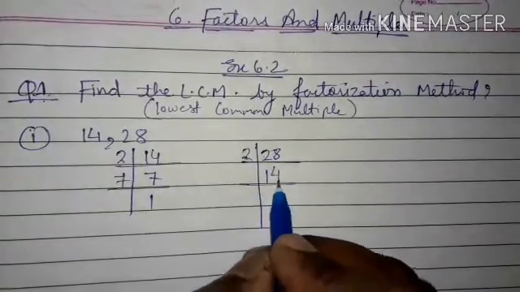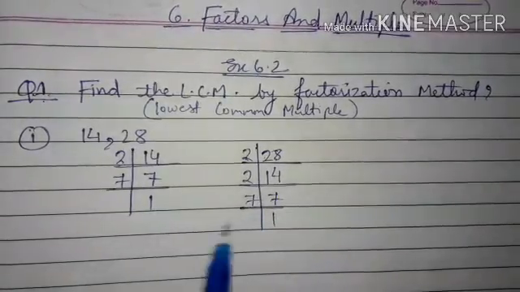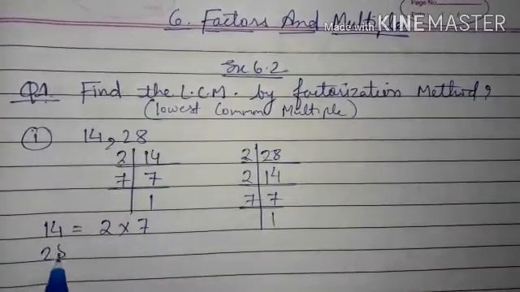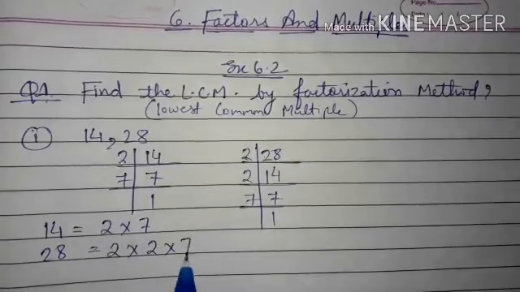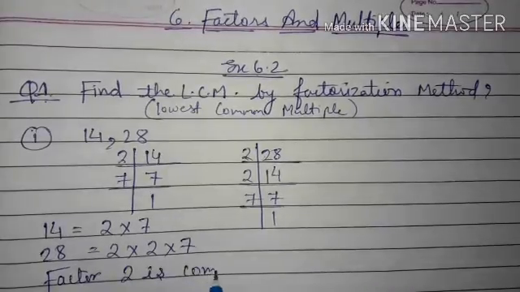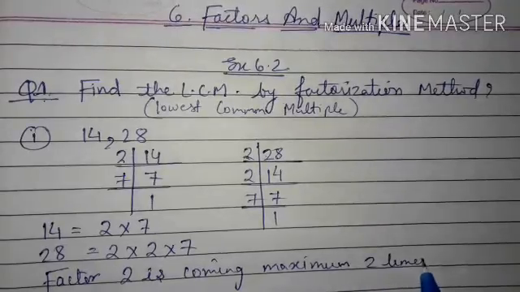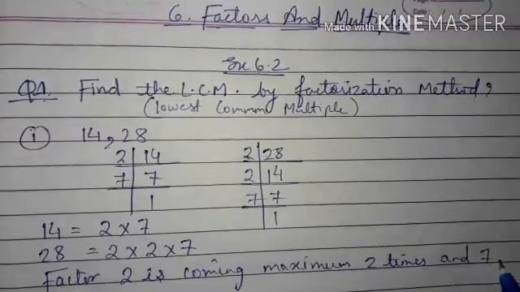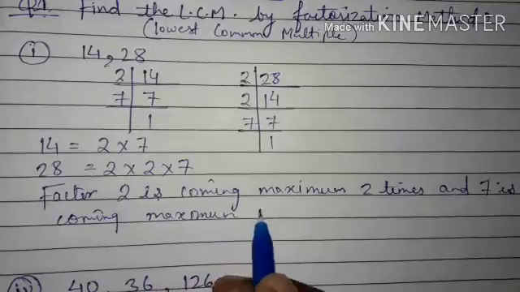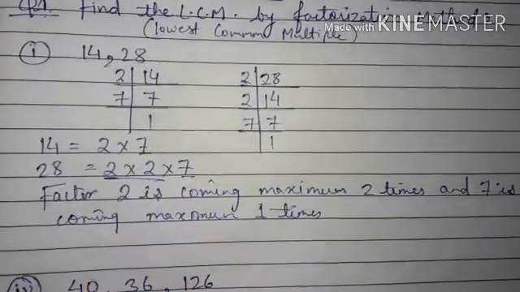Now the number is 14. 14 will divide by 2, then the answer will come 7. Now 7 will divide by 7, the answer will come 1. Now 14 is equal to 2 multiplied by 7 and 28 is equal to 2 multiplied by 2 multiplied by 7. Now factor 2 is coming maximum 2 times and 7 is coming maximum 1 time.